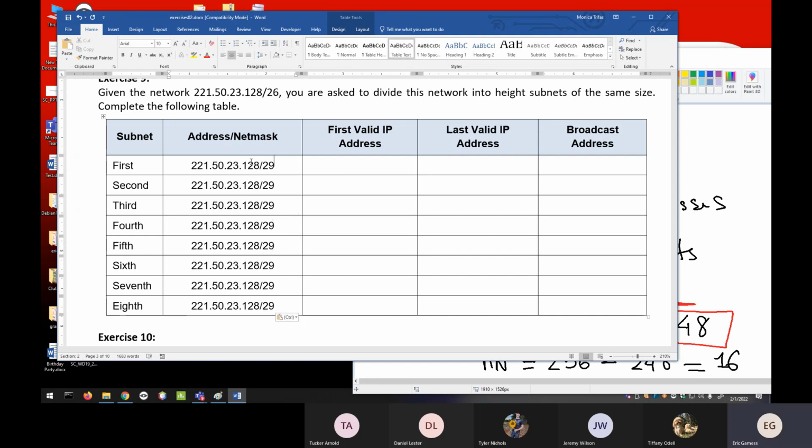We know that in the 4th byte, we have to go in steps of 16. So 128 plus 16 will be what? 144, isn't it? 144 plus 16 will be what? 160. 160 plus 16 will be what? 176. 176 plus 16 will be what? 192. 192 plus 16 will be what?